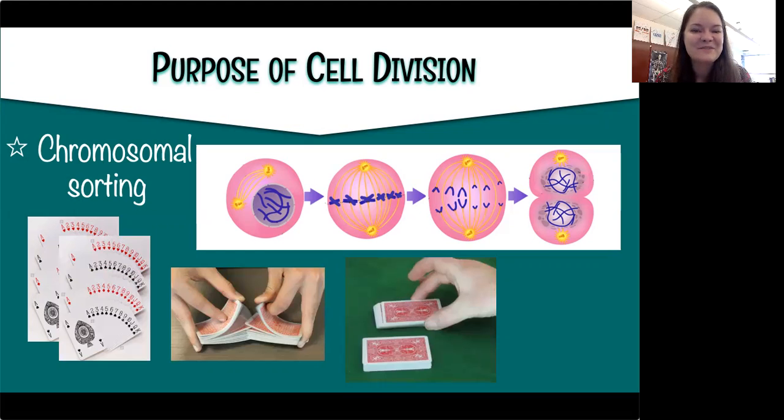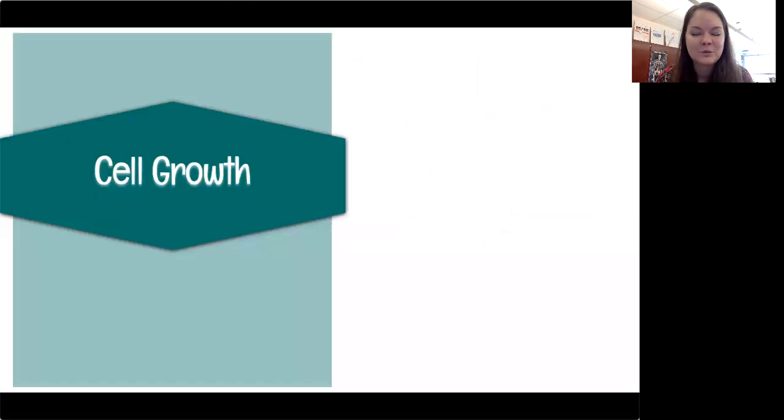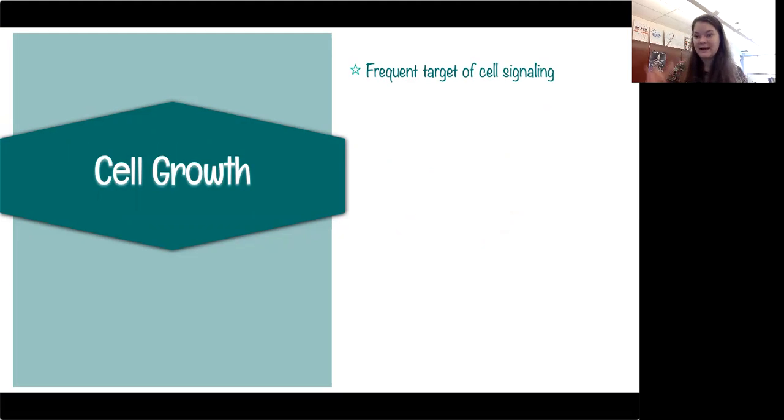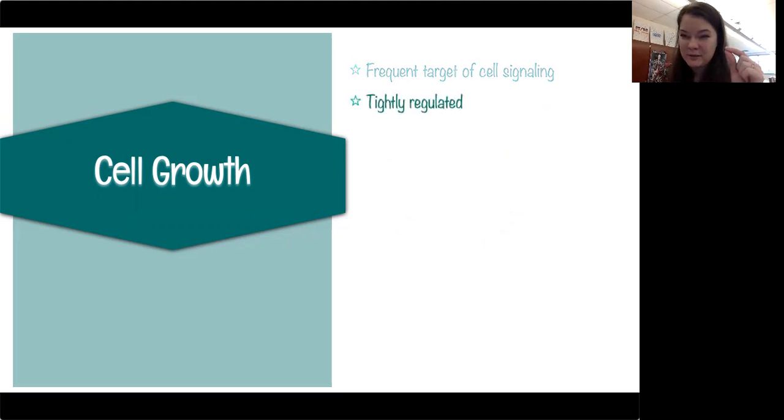And then finally, why do we care about cell division? What does all of that have to do with what we are talking about right now? Well, first of all, cell division is going to be a major response of cell signaling. Remember, all cell signaling is going to have a reception, transduction, and some kind of response. A lot of times that response is cell growth, okay? And that is incredibly tightly regulated. If it goes all wonky, bad things can happen.